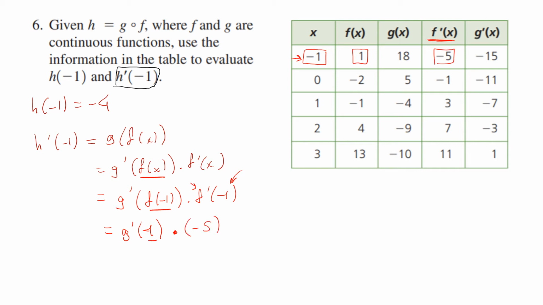Now all I need to do is look at the x value of 1 for g prime. So I look at the variable 1, and then I go to g prime, which is -7. So my value is -7 times -5, which will give me 35.